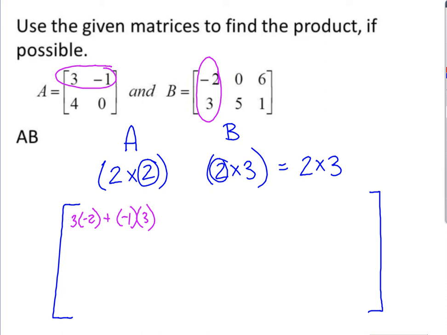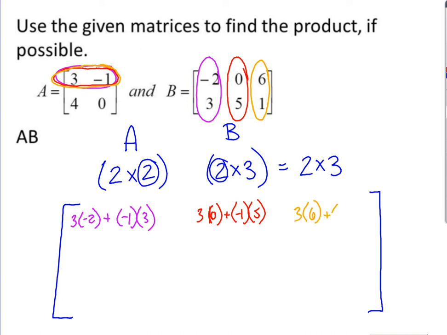To find C12, we'll still take the first row, but we'll multiply it by the second column. So this will be 3 times 0 plus -1 times 5. Then to find our C13, it'll still be the first row, but it'll be the third column. So 3 times 6 plus -1 times 1.